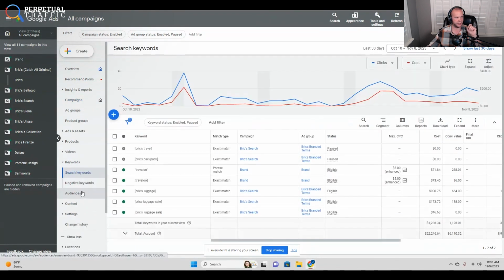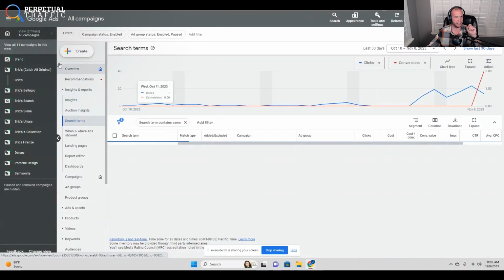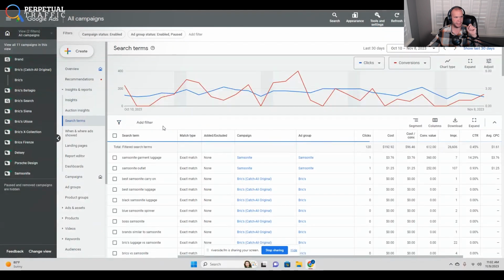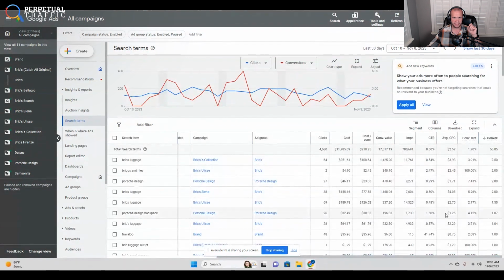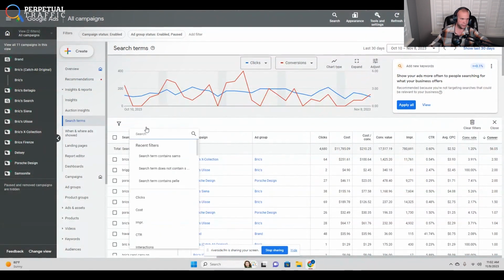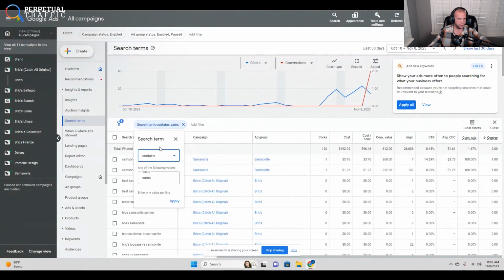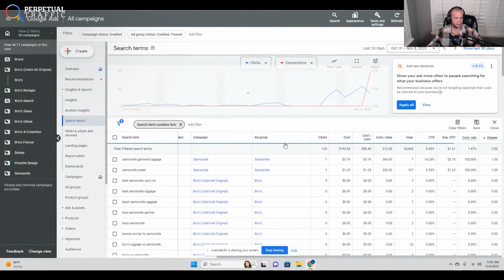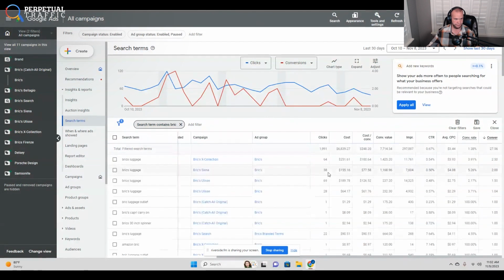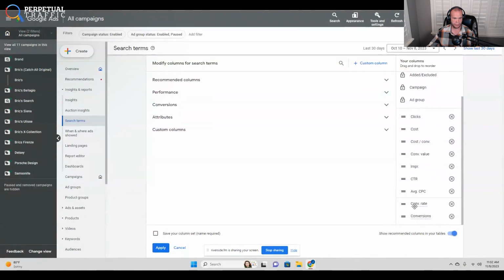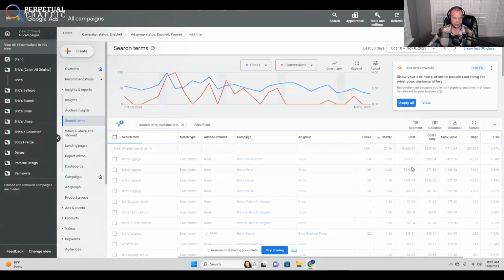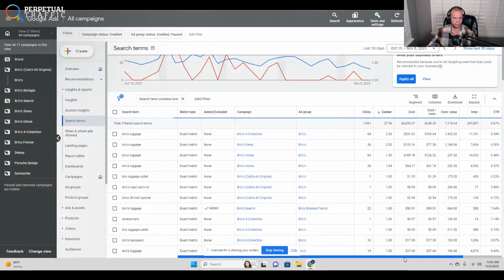In the last 30 days, when I look at my search terms for my Bricks campaign as an example, you'll see that, and I'll just do this, search term contains Bricks. So this is just consolidating to my campaigns that are running, not my Samsonite and the other stuff. So here, now I'll move my columns over, and if you're hearing it in audio form, I'm showing my search terms across all of my Bricks campaigns.